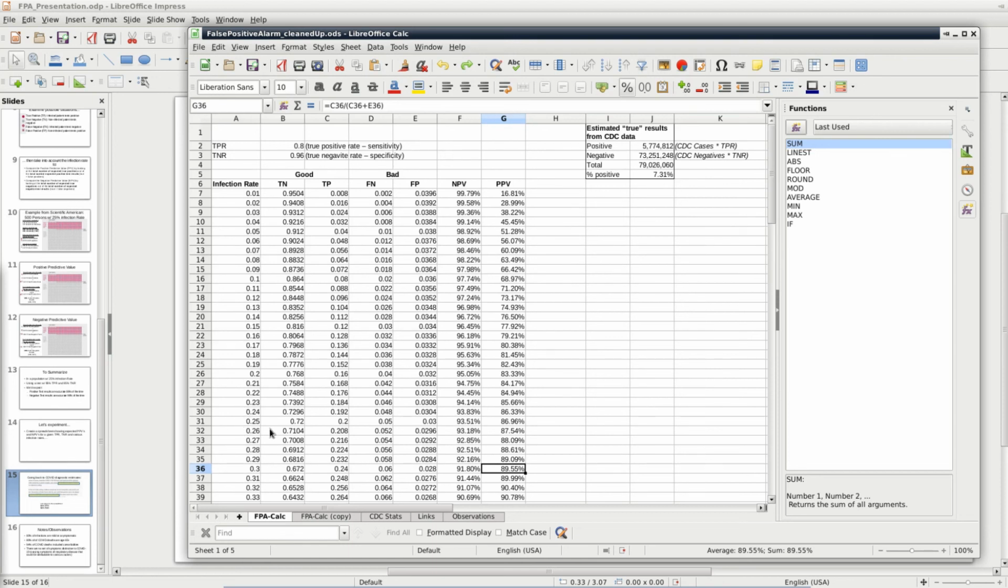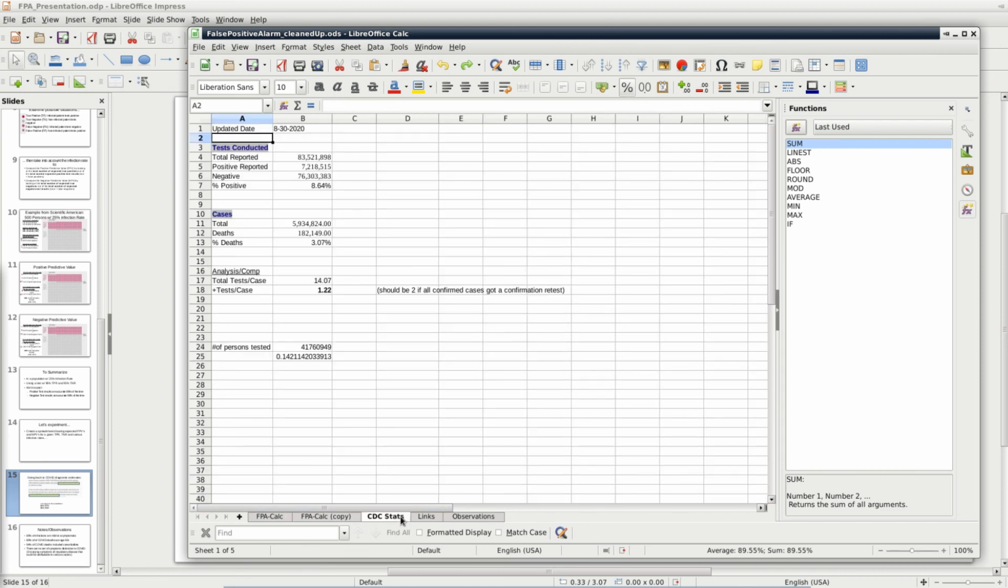Because, let's just take a look here. So I have the CDC stats here that I pulled in, and I got the links here from the source. But basically here's the number of tests that were reported, the total number that were positive, and then 8.6% of all the tests that were reported to the CDC are positive.